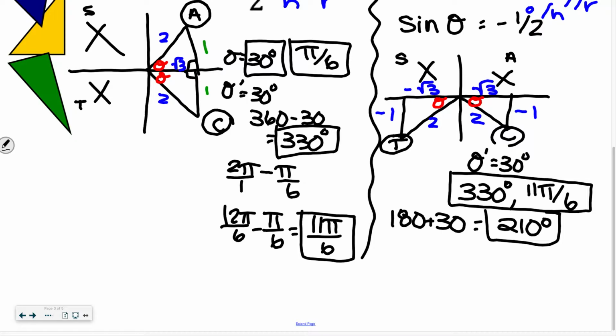How could you do that with radians without converting? Half of that circle is pi radians, and we have an overflow of pi over 6. Okay, so we know that the reference angle is 30 or pi over 6. So we're really just doing pi plus pi over 6. 1 and 1/6, which is 7 pi over 6.